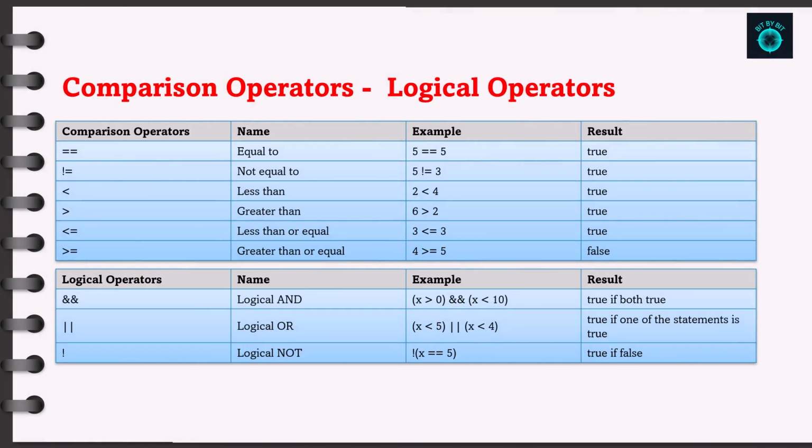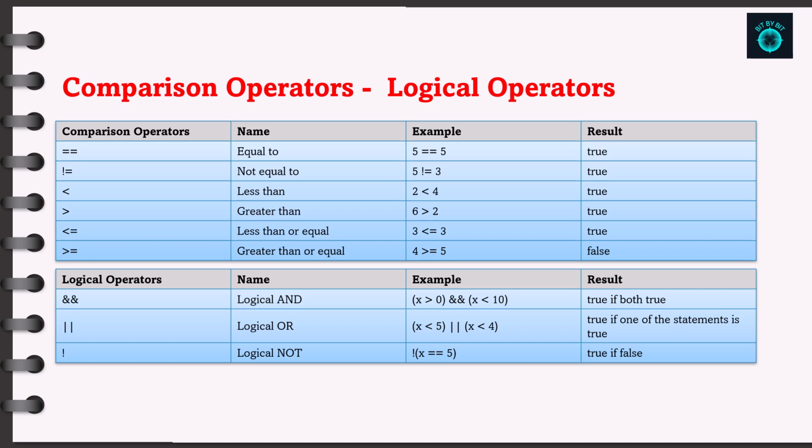Comparison operators. Logical operators. This page shows two tables, one for comparison operators and one for logical operators. In comparison, double equal means equal to. Exclamation equal means not equal to. You also have less than, greater than, less than or equal to, and greater than or equal to. These return true or false.